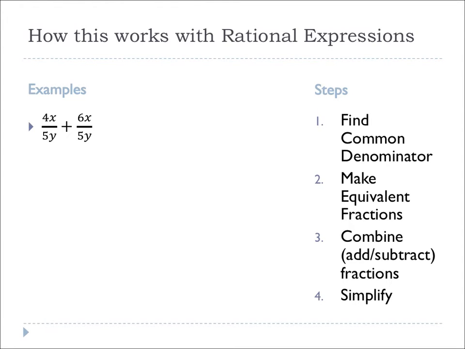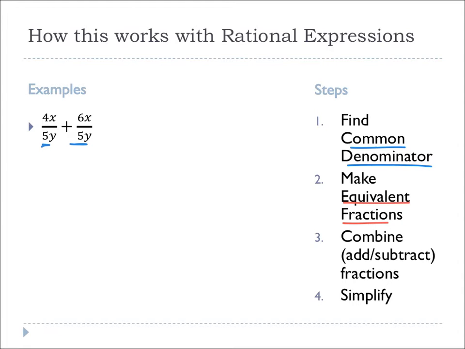Alright, so how does this work with actual rational expressions, stuff that has variables in them? The first thing that we're going to do is make sure that we have a common denominator. And so when we look at this, do we have a common denominator? I look at 5y and I look at 5y, so yes, we have a common denominator, and that's the only way that we can combine these. Now the second step says to make equivalent fractions. Well, since we have common denominators, there's nothing that we have to change.